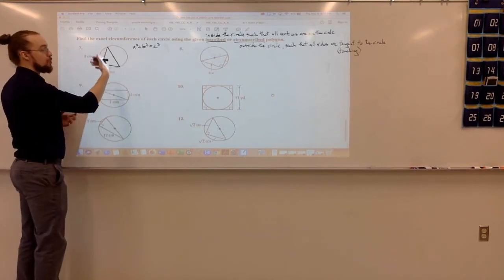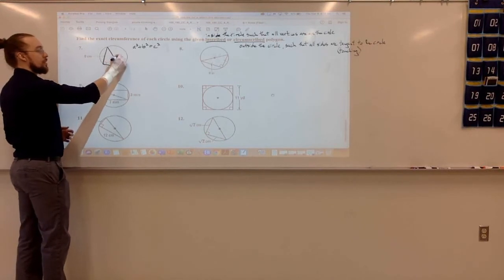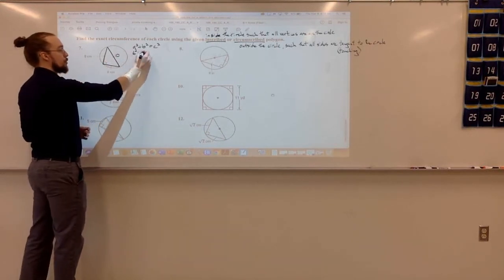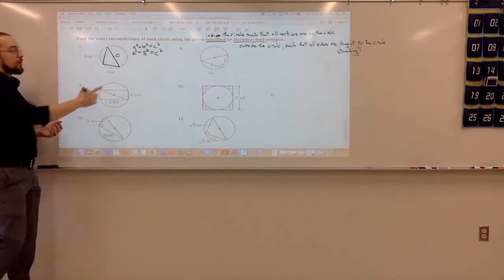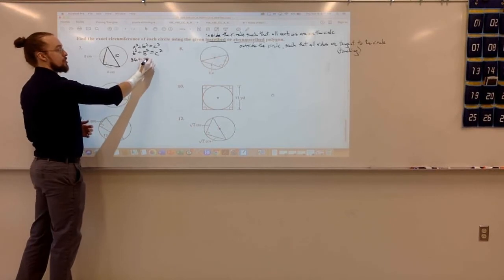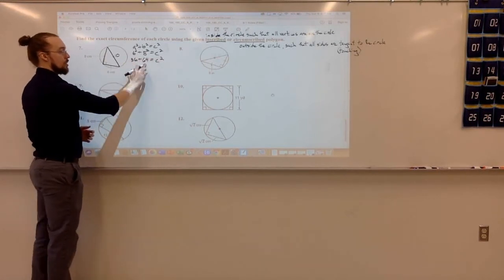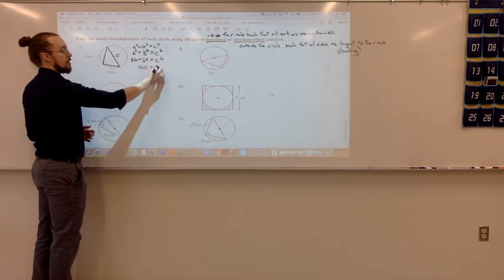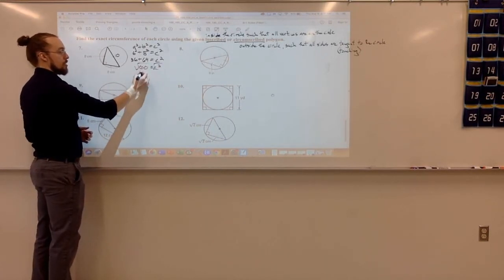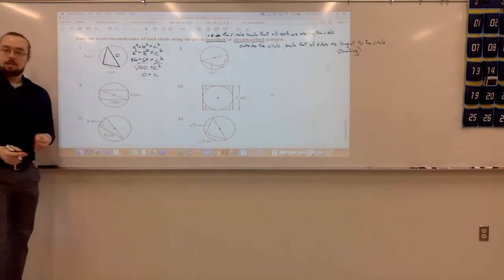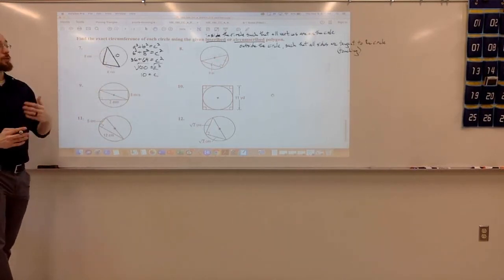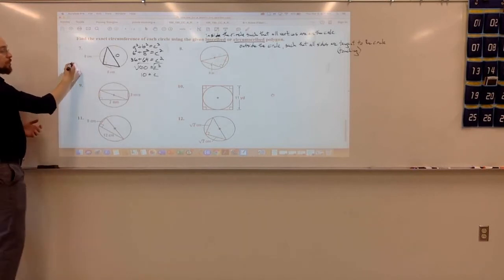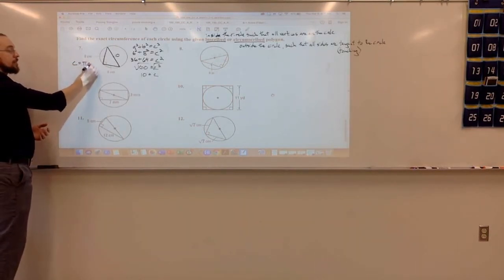So yeah, if you don't know that this is going to be 10, then sure, go through the process of the Pythagorean theorem. We would have 36 plus 64 equals c squared. That gives me 100. Then take the square root of both sides, and we get 10. Now we want to find the circumference. If I know the diameter is 10, I can use my formula that the circumference is just pi times the diameter.